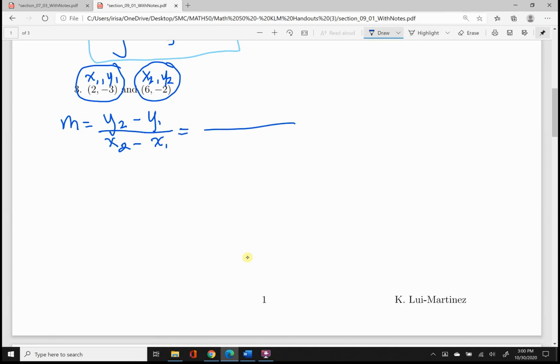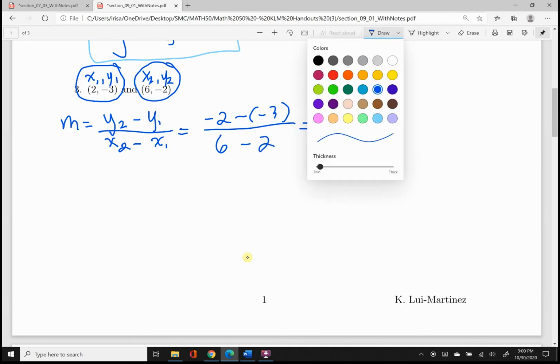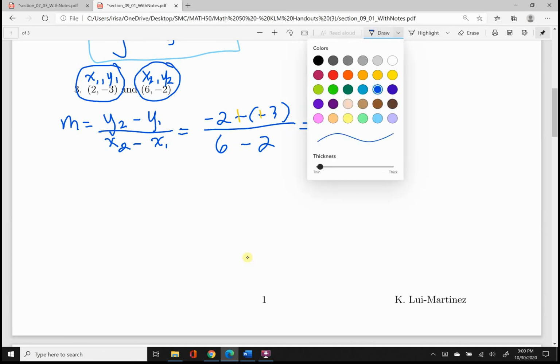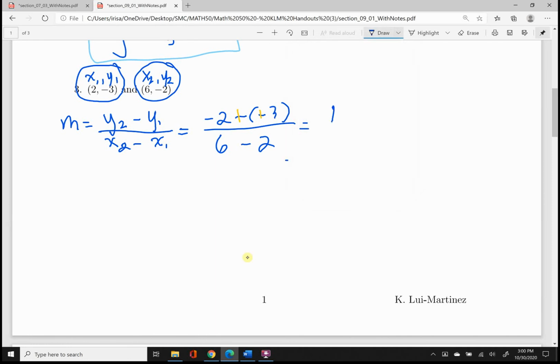Okay, so y2 was -2 and y1 is -3, so we have to subtract -3. And so that's y2 minus y1. x2 is 6 minus x1, which is a 2. So that'll be, okay, don't forget to change the sign here. That's going to be addition. And then what do we get? Well, we get a 1 in the numerator because that's -2 plus 3, and then we get a 4 in the denominator. Okay, so the slope is 1/4.